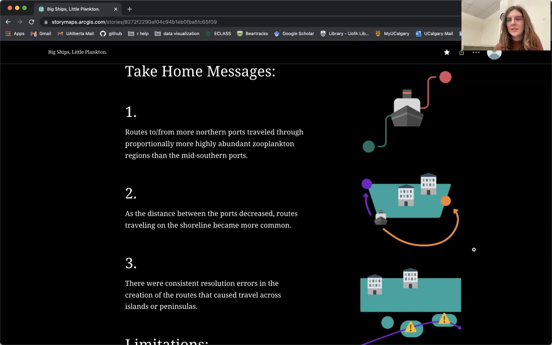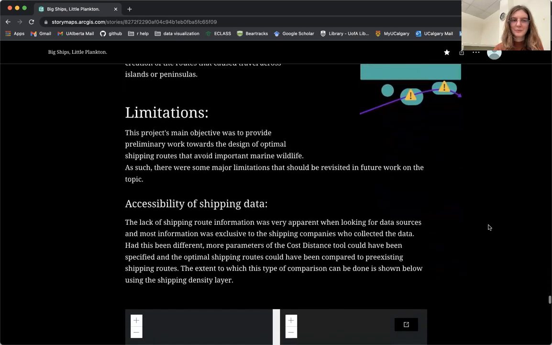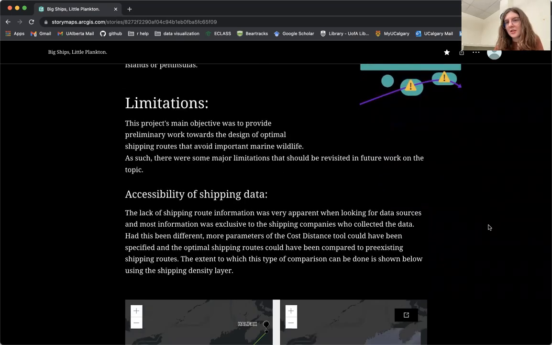The second take-home message is that as distance between the ports decreased, routes traveling on the shoreline became more common. So it seemed that offshore travel only occurred if your ports were really, really far apart in the study area. And then thirdly, there were some consistent resolution errors in the creation of my routes, which caused some travel across islands or peninsulas. And obviously this is not realistic or feasible, so that definitely could have been changed in the future. So obviously there were some major limitations that need to be revisited in future work.